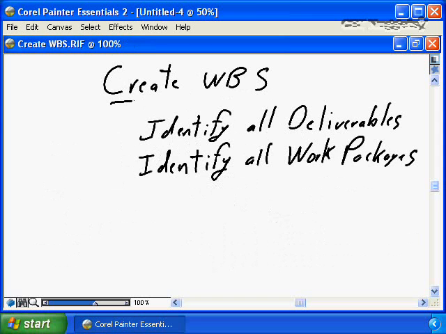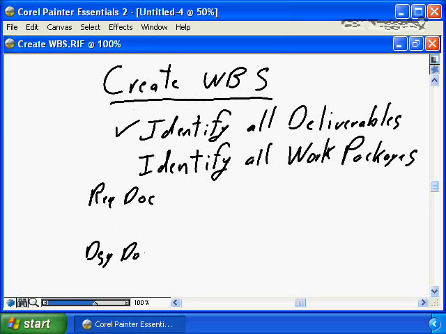The next step in the planning process is to create the project work breakdown structure, the WBS. To create the work breakdown structure, you need to identify all of the deliverables. We're going to produce a requirements document. We're going to produce a design document. We need to define clearly what each of the documents are going to be, and then we need to identify the work packages, the tasks that are going to be assigned to our team members to produce the requirements definition document.